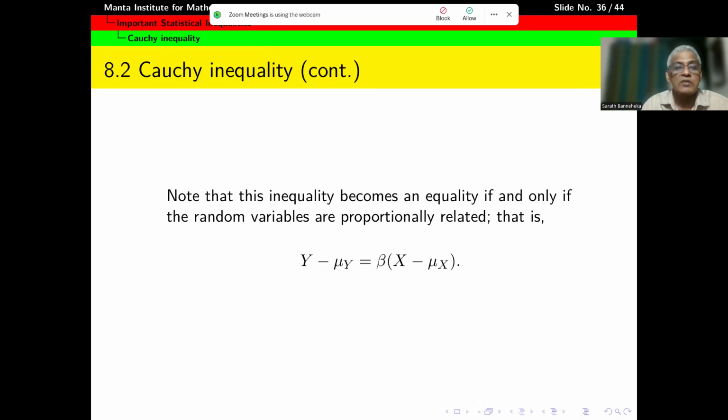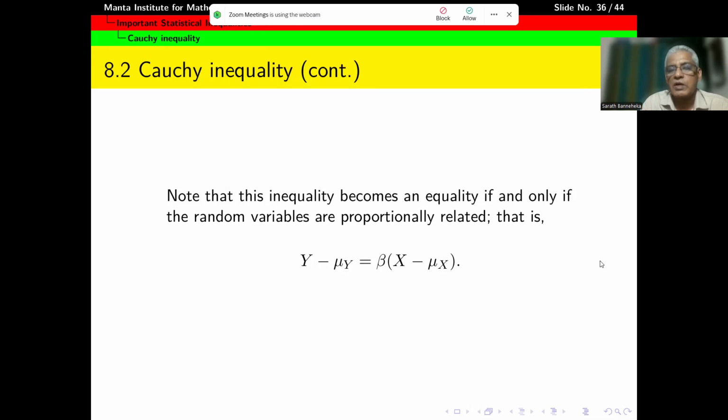So in this case, we can say that in the inequality, equality prevails if and only if y minus mu y is equal to some constant times x minus mu x, where the constant is written as beta here, right? If you have this kind of relationship, this actually means y is equal to some beta x plus some other constant, right? That means y and x are mathematically linearly related, right?